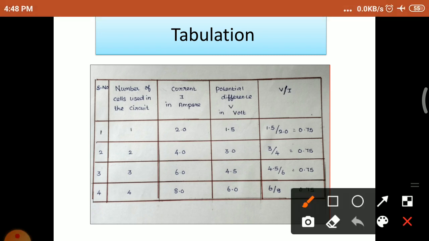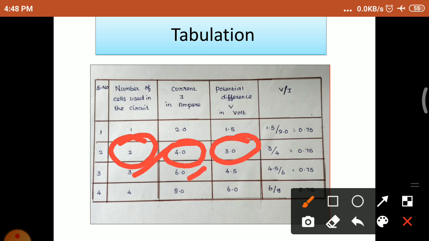In the second serial number, I used 2 cells. The current is 4 ampere and the potential difference is 3 volt. In the third one, I used 3 cells. When I connected the 3 cells, the current is 6 ampere and the potential difference is 4.5 volt. When I used 4 cells, the current is 8 ampere and the potential difference is 6 volt.